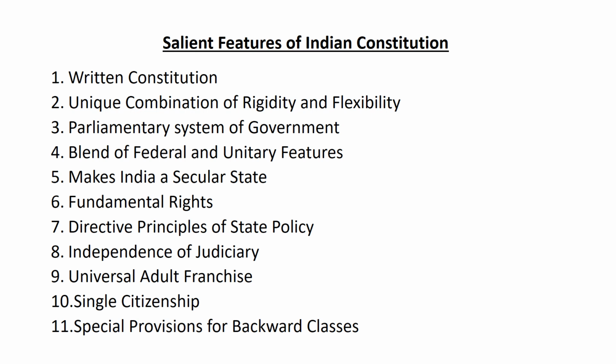Another important point is universal adult franchise. Indian democracy functions on the basis of one person, one vote. Every citizen of India who is 18 years of age or above is entitled to vote in the elections, irrespective of caste, gender, race, religion, or status. The Indian Constitution establishes political equality in India through the method of universal adult franchise.